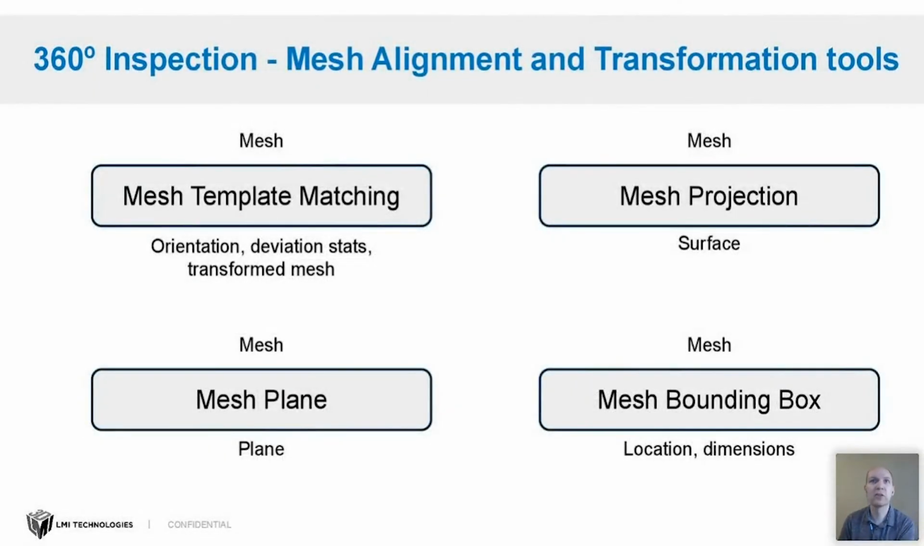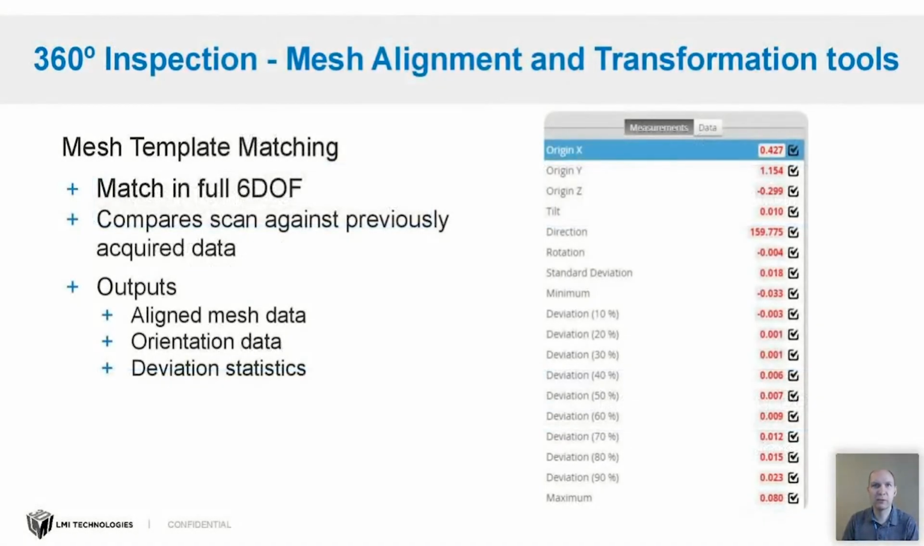So moving on to the other tools that you can use the mesh data on. First of all, we're introducing a mesh template matching tool. This performs 6 degree of freedom matching and outputs the orientation, deviation statistics, and the transformed mesh. Then there's also mesh projection that allows you to get from mesh to surface. Mesh plane, going from a mesh and extracting a plane geometric feature. And mesh bounding box to get location and dimensions of a specific area of your mesh. And I'll just talk about these first 2 in a little bit more detail, because they're the most interesting, and then I'll demo all of these in screen share in a bit.